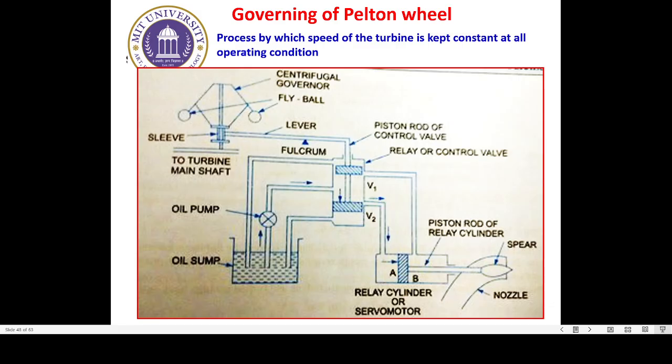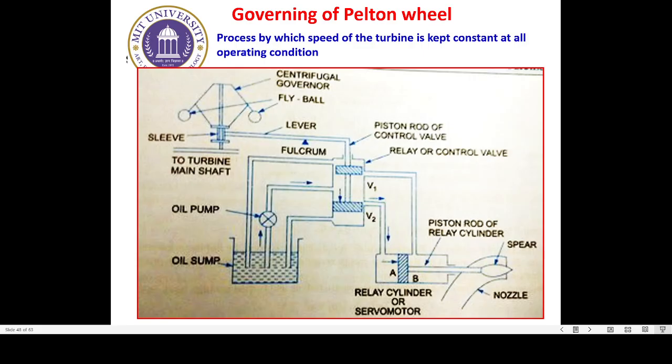So the piston rod of the control valve will move in the upward direction. This upward movement will result in the closure of the valve V2 and opening of the valve V1. Now the flow of the oil under pressure will take place from the control valve through the valve V1 to the servo motor, and this oil will get admitted on the B side of the piston. So the force will be exerted on the face B of the piston.